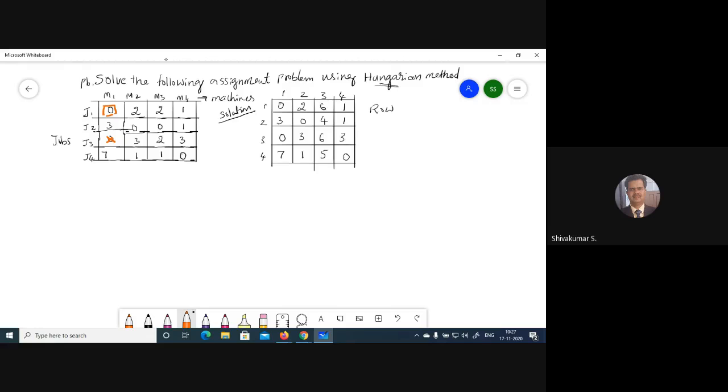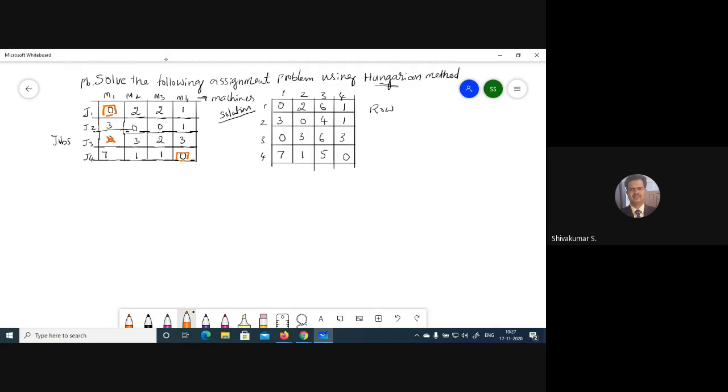Now fourth row, you have a single zero, so you do the assignment for this one. Correspondingly, if any zeros are there, you have to strike them out. Now, what is the meaning of this? Job 1, J1, should be done on machine 1 and job 4 should be done on machine 4. Now go column wise.